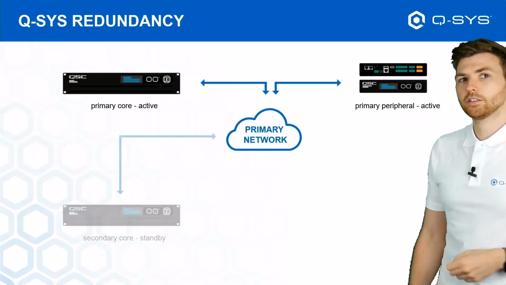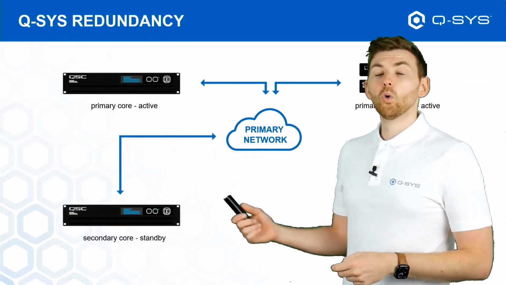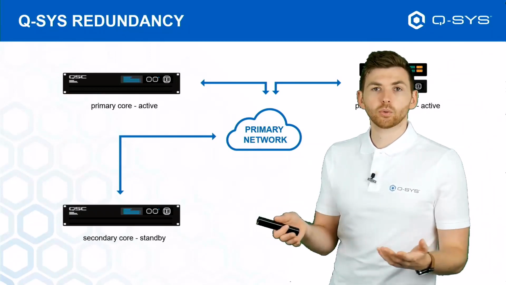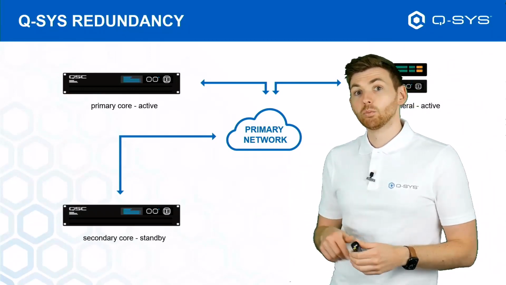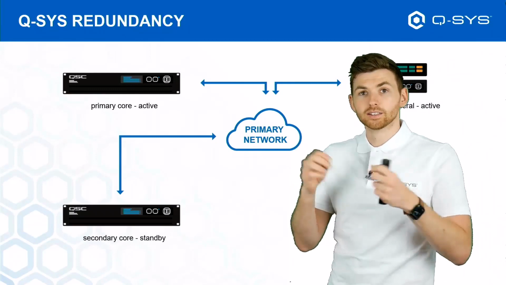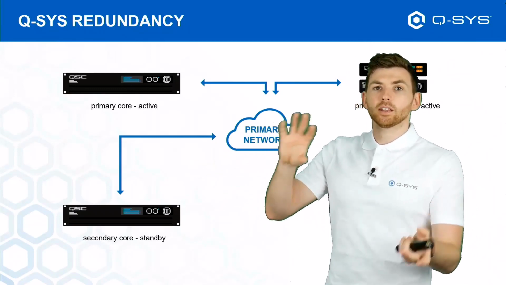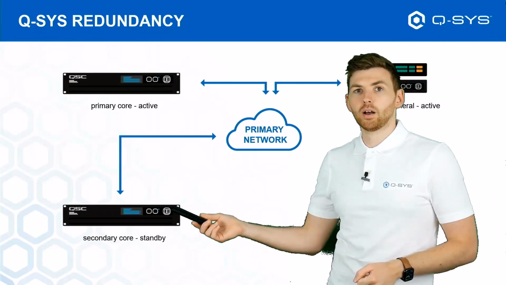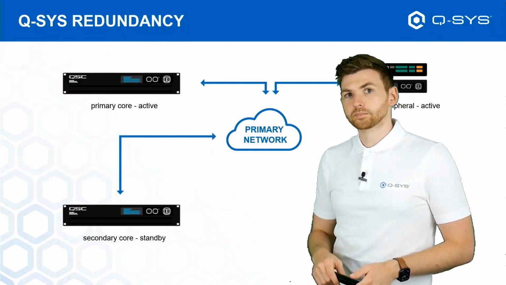Now, it's very easy for us to add a secondary core. All we need to do is make sure that core has the same licenses, the same software upgrades as the primary core. And then when you actually push out the config, it sends it to both of them at the same time. They synchronize together. And then what happens is one of them goes into standby and it just monitors the other one.